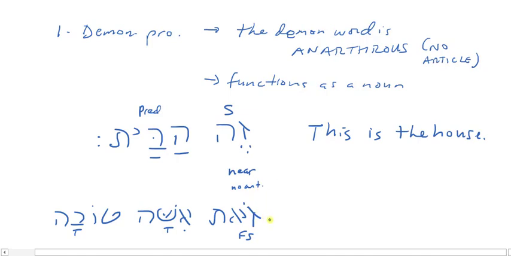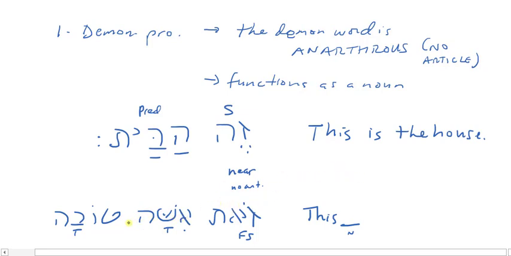Zot. Is there an article on it? No. Then it is the demonstrative pronoun. And I can't translate it as "this blank" where I'm going to have some noun that it modifies, because it's not an adjective. It's a pronoun. It's just "this." This feminine thing or this feminine person.